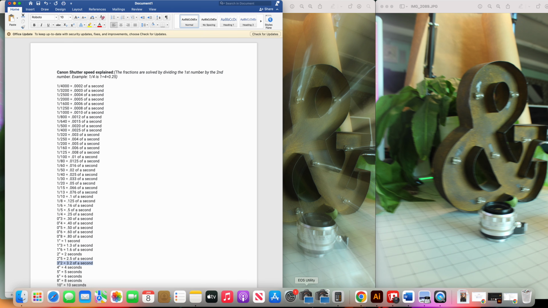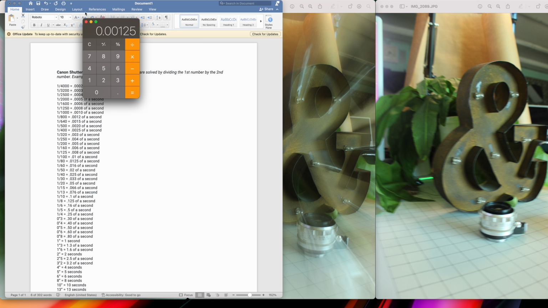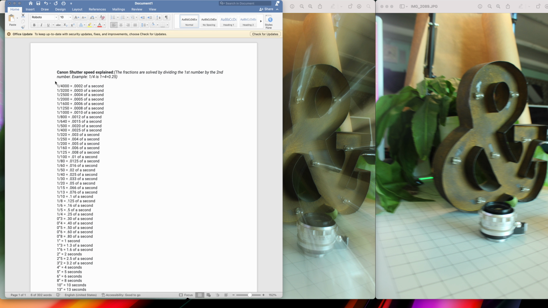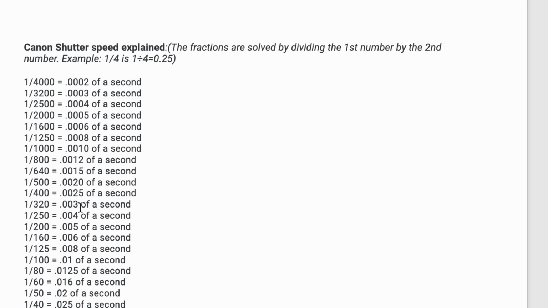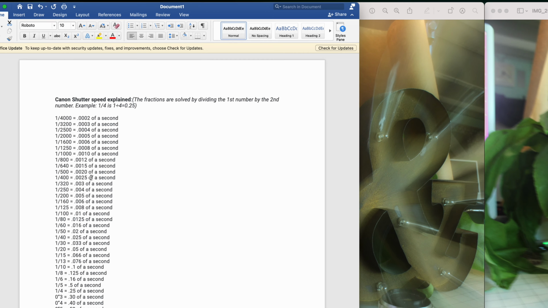And the way that we know how to do that, you could go and get your calculator. You could divide 1 by 4,000. 0.00025, right? I took the last number off of it. I just did the first 4 numbers, and some of them I just did the first 3 numbers. But you can see by dividing the first number, which is usually a 1, by that number, you could get how many seconds it is.